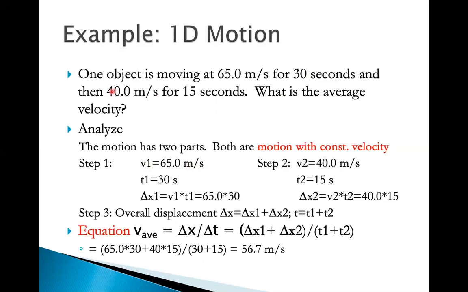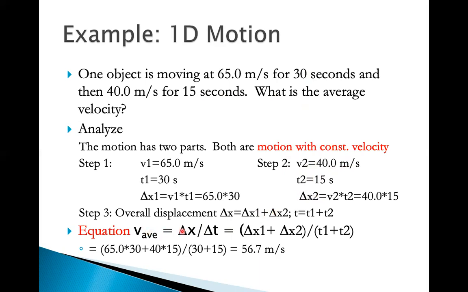And then 40 meters per second for 15 seconds. So during that 15 seconds, it remains at 40 meters per second, not higher, not lower. They're constant. So that's a second piece of motion. If I break the motion down into 2 pieces, each one is a motion with constant velocity. Overall, it's a motion in 1 dimension. It's not a constant velocity or constant acceleration. So we can use the definition for general 1-dimensional motion.